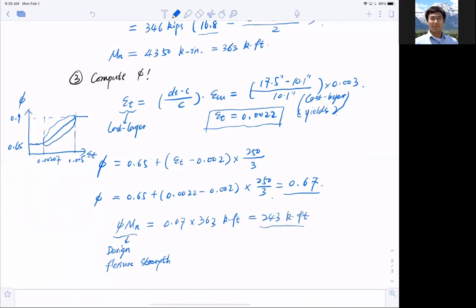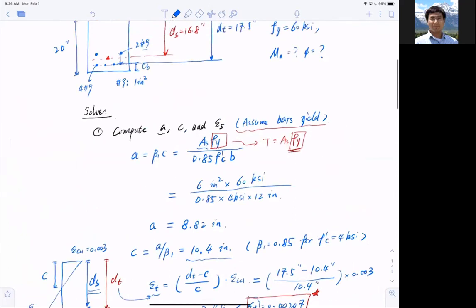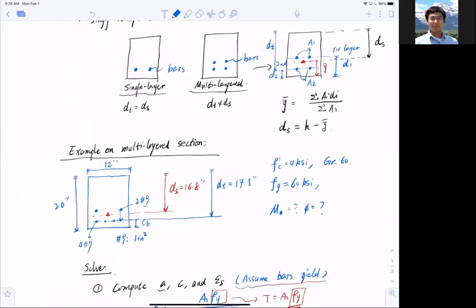And you can see that this number is drastically small compared to the one without the strength reduction factor. All right, what does it say to you? So what we have done is we examined the section with multi-layer reinforcement. Now we suppose we have a stronger section because we add more steel to it.